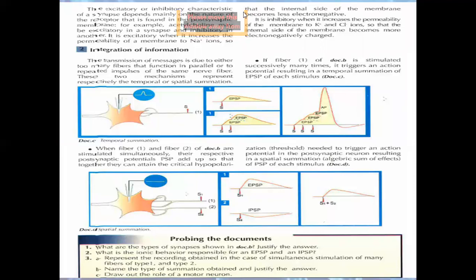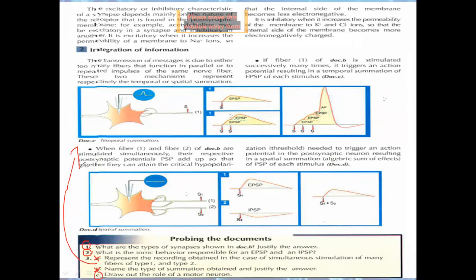So in this lecture, we solved part 1 in the probing of the document, part 2, and in part 3, I skipped the part asking to represent a recording obtained in the case of summation of one of many fibers of type 1 and 2. This one I skip, part A. And part B, name the type of summation obtained and justify your answer. Also, I skipped it. I moved only to part C. Already these parts A and B are mentioned here. They are the same, so we don't want to waste time drawing this.